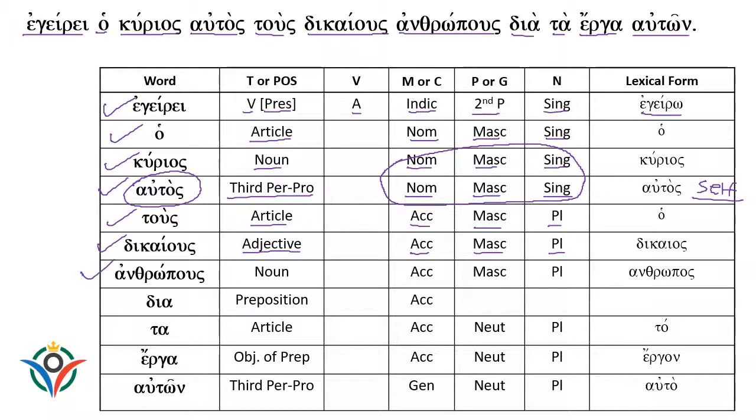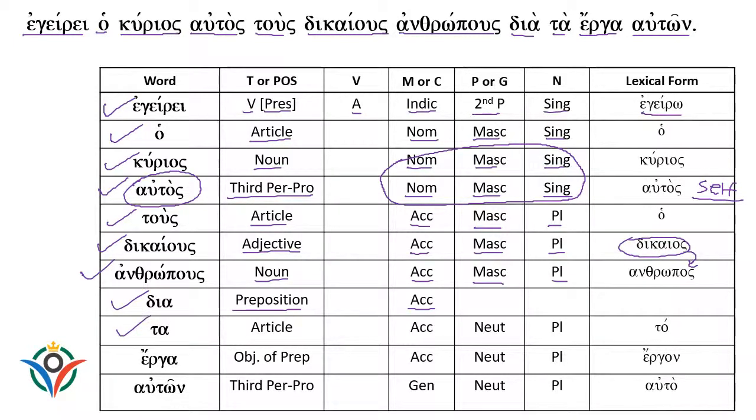Then we have anthropos, which is a noun. It's accusative, masculine, plural, right, from anthropos. So we can see here that dikaios, which is the adjective, is modifying anthropos, all right, and therefore it agrees in gender, number, and case, and standing in the attributive position. Then we have dia, which is the preposition we learned in our vocab, and we can see here that it's taken its object in the accusative case, and because it's in the accusative case, we are going to translate it as on account of or because of.